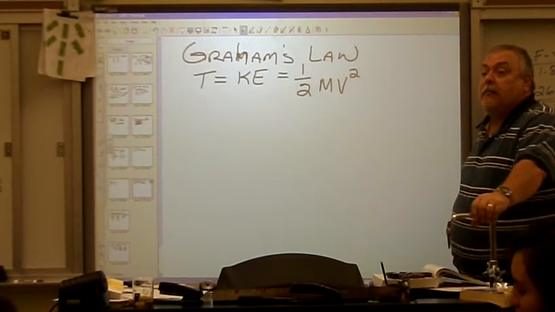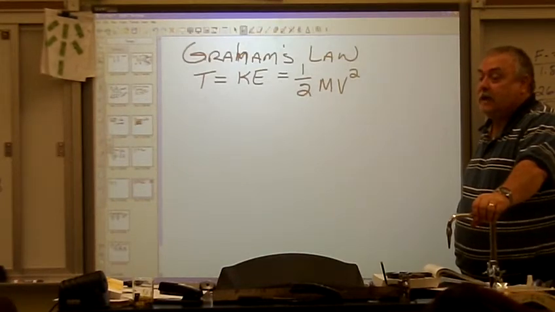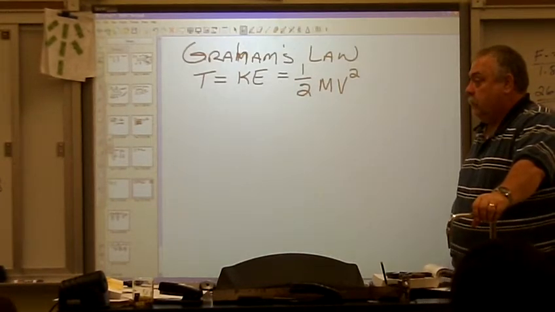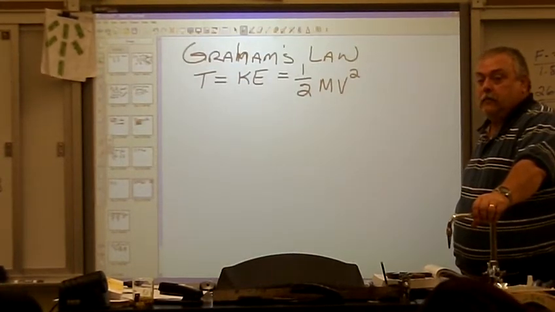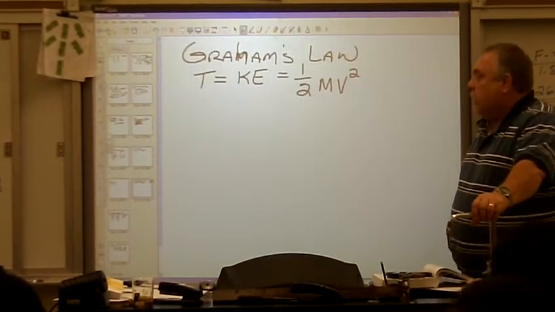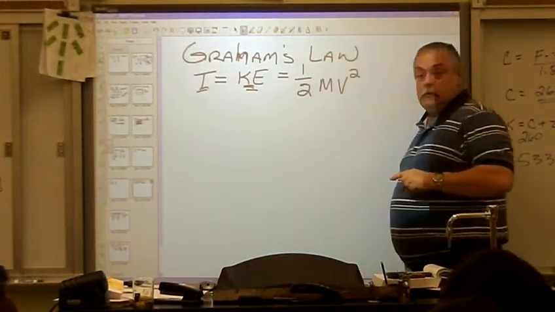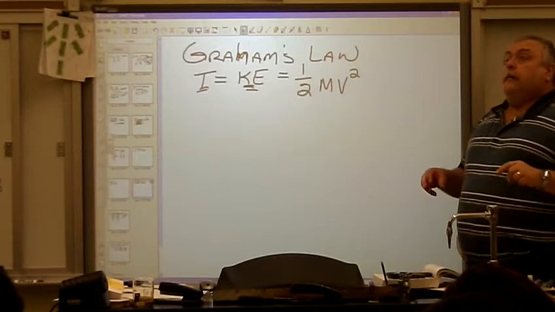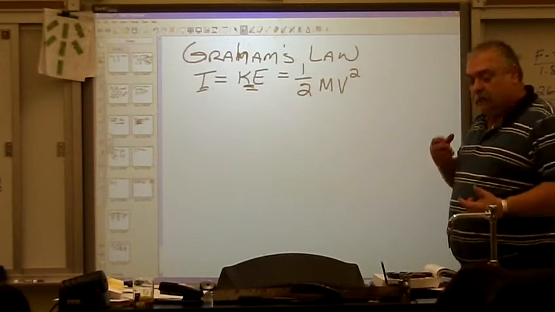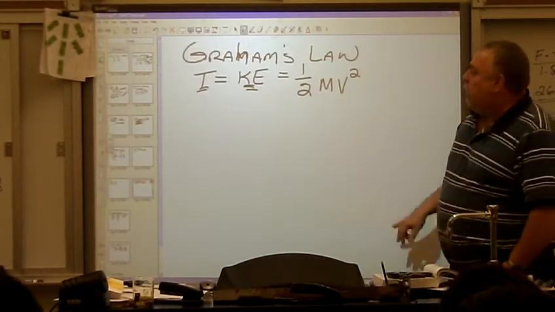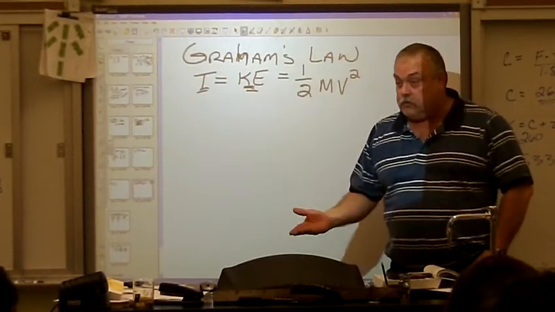This is the mathematical formula for kinetic energy. Kinetic energy equals 1/2 mass times velocity squared. Are you guys with me so far? Now, remember, temperature is kinetic energy. I'm going to paraphrase here. Kinetic energy just means energy of motion, or the ability to cause change.